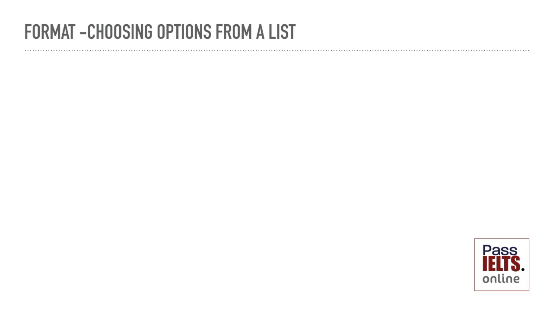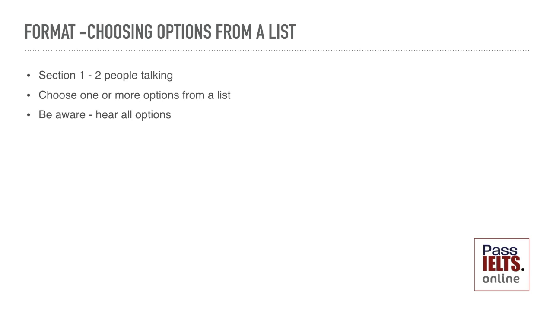Now let's look at the format of this type of question. This example is from a section 1, so it's 2 people talking. You will have to choose one or more options from a list. Be aware that you will probably hear all of the options, but they might not be the answer, so don't just circle the words you hear. Also be aware that the answers are not given in order in this type of question. For example, you might hear option C before you hear option A.